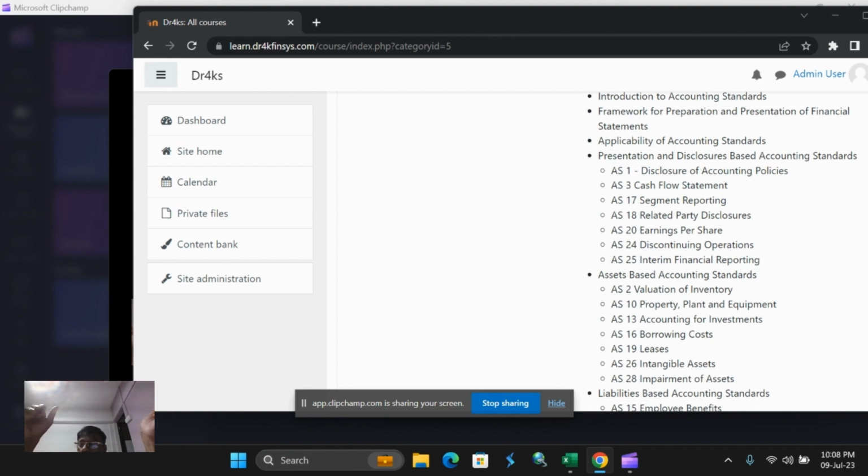All those aspects are discussed here. Then accounting for investment. The investments made by a company in external entities, like investments in the shares of other companies external to the entity. Those kinds of principles are discussed here. Then comes the borrowing costs.